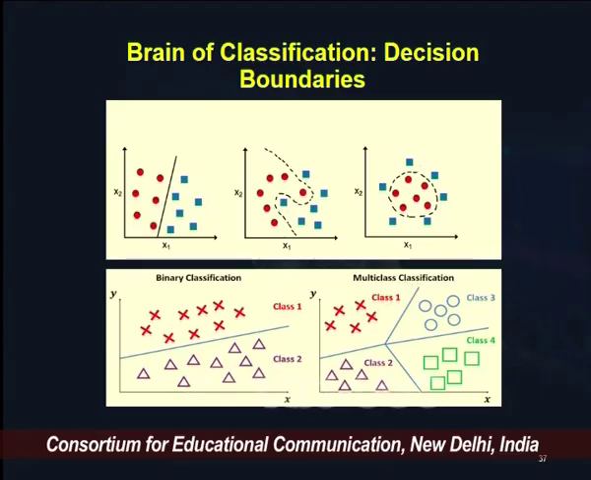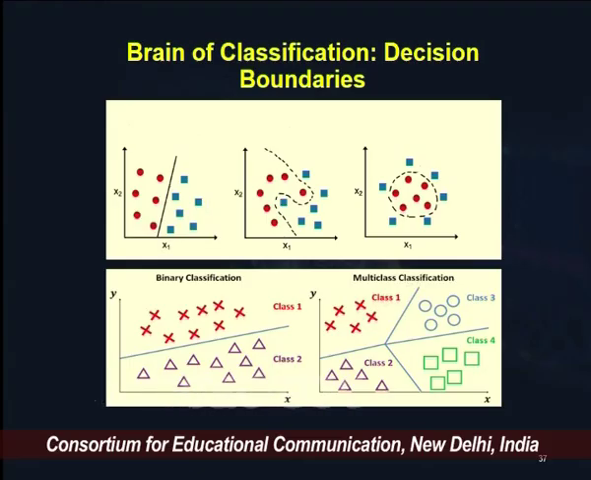So you are drawing a line, on one side of the line you have one class of data, on the other side of the line you have another class of data, right. As I can show you in these particular examples. On the left hand side, as you can see, you have a linear line which separates the two kinds of data, right.